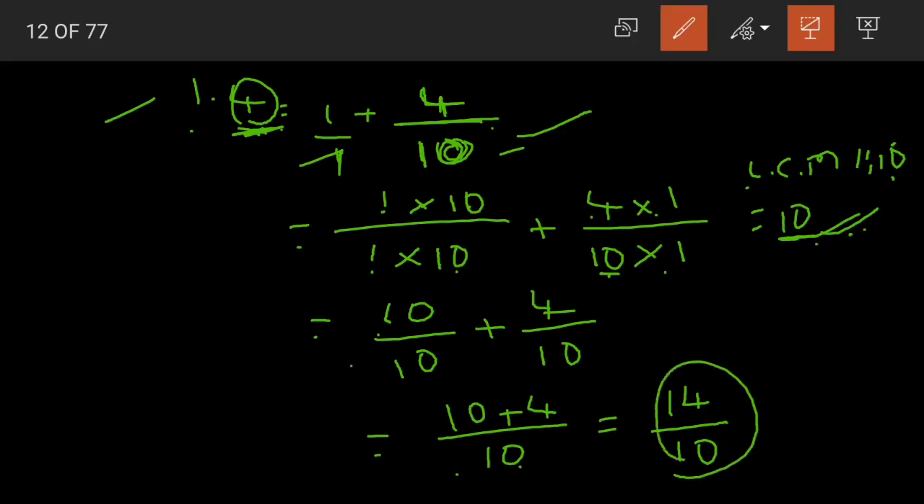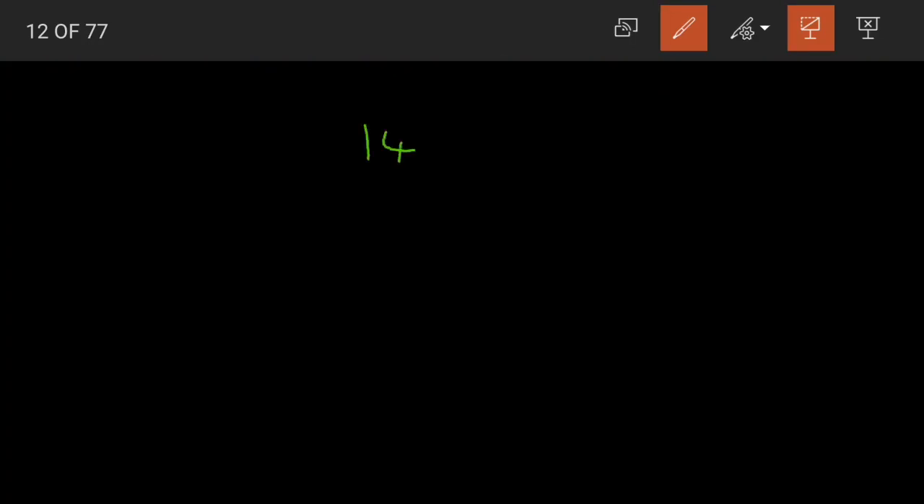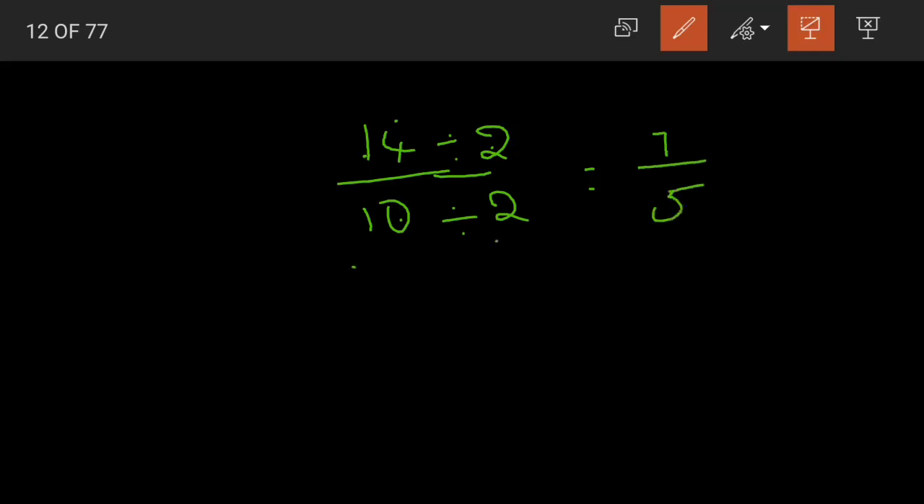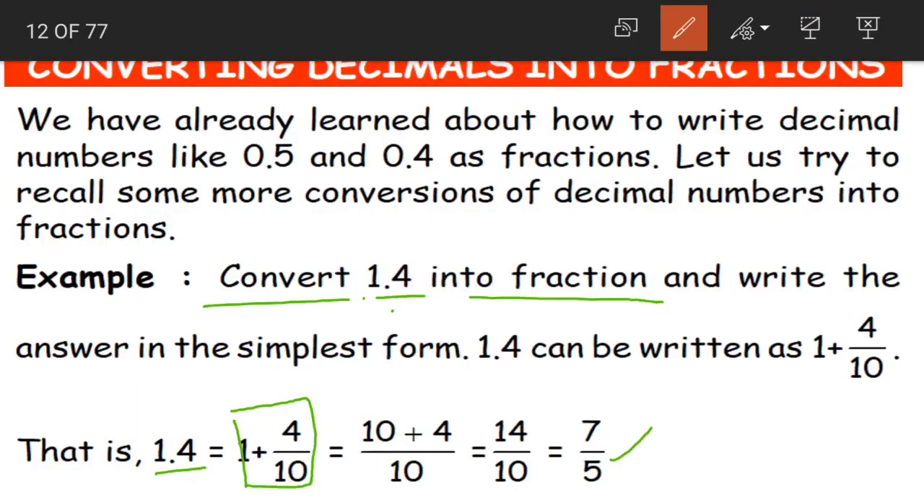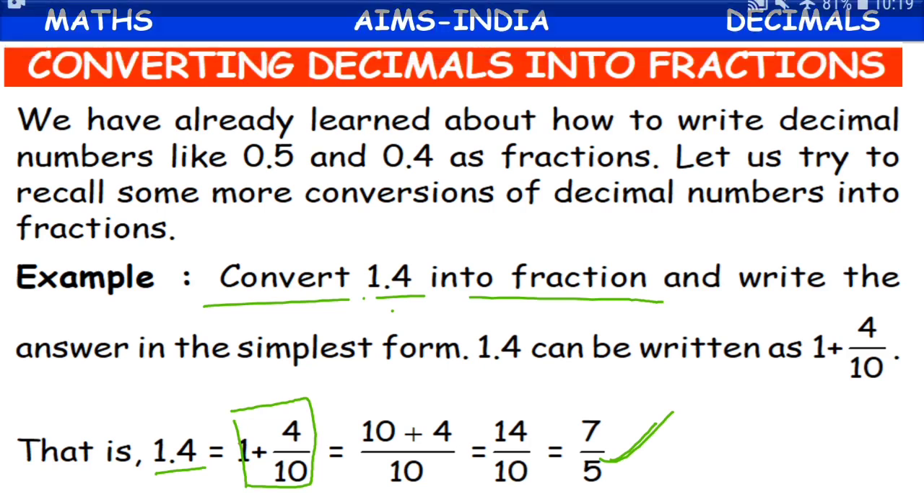Now what is our final answer here? 14 divided by 10. But if you observe, both 14 and 10 have 2 as their common factor. So when we divide by 2, 14 divided by 2 is 7, and 10 divided by 2 is 5. So 7 by 5 will be our answer, children. Always remember, when you are dealing with fractions, you have to write the final answer in its simplest form. What is the answer here? 7 by 5. Understood?